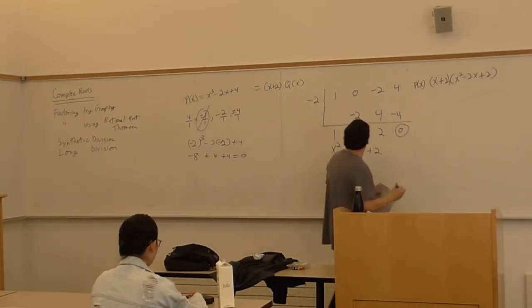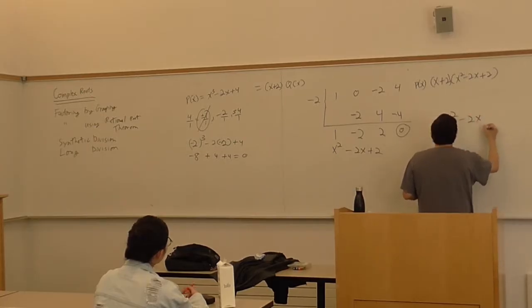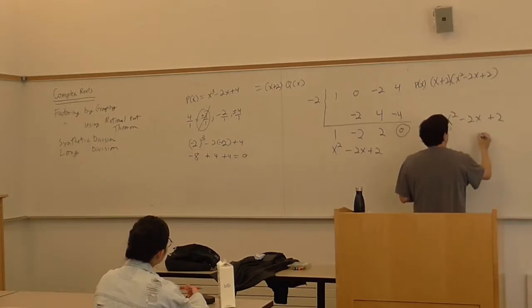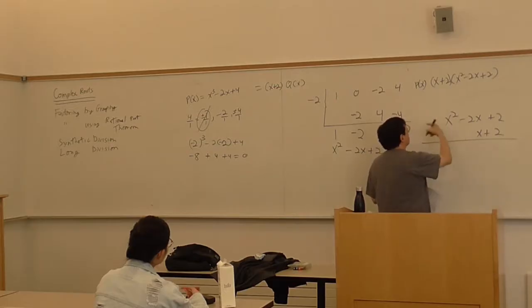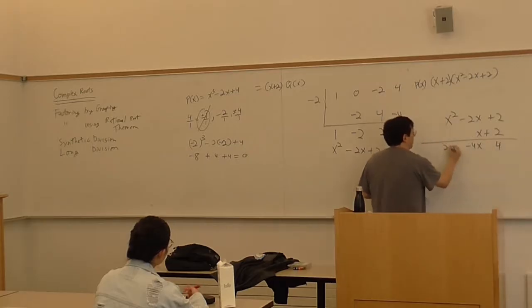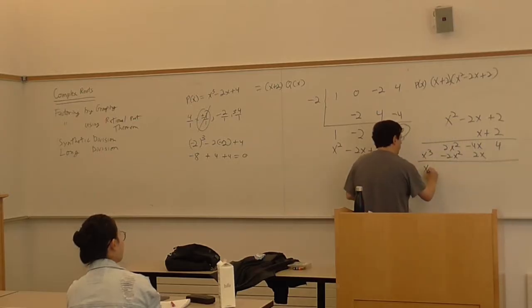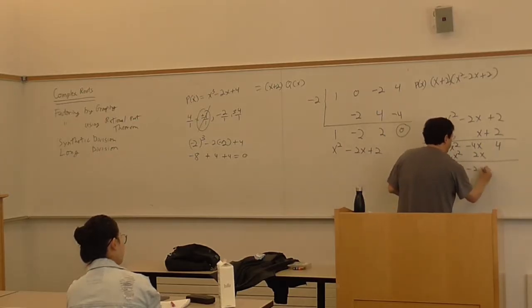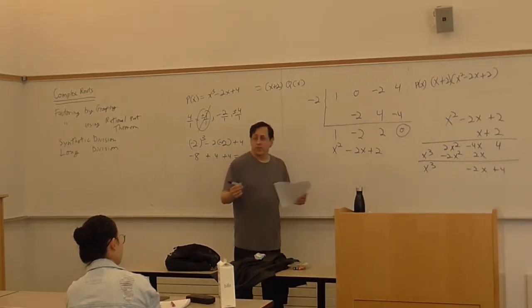Just for the sake of argument, let's go backwards and do some long multiplication here. So x plus 2. Let's make sure this actually is what we want it to be. So 4 minus 4x, 2x squared, 2x minus 2x squared, x cubed. So x cubed, this is 0, minus 2x plus 4. Is that what I started with? Yeah. Okay, so the synthetic division worked.